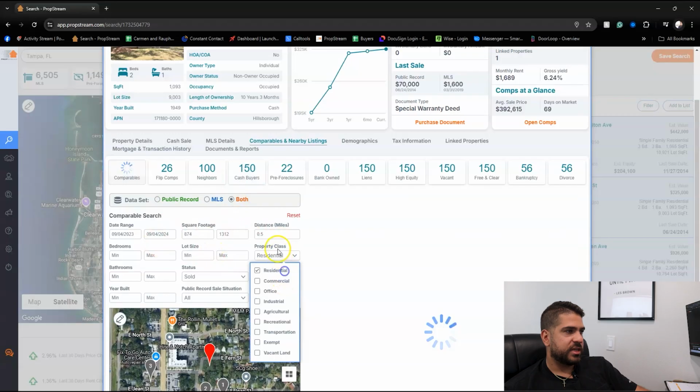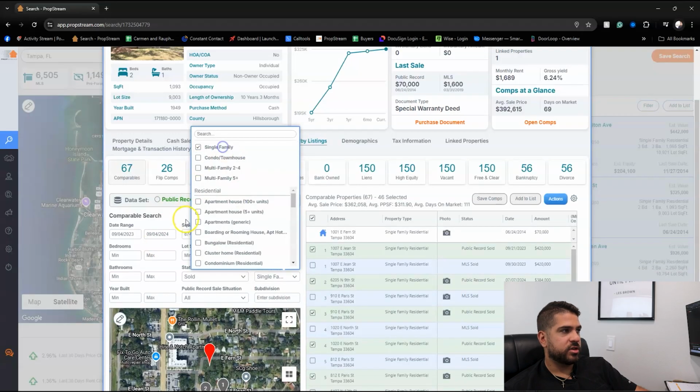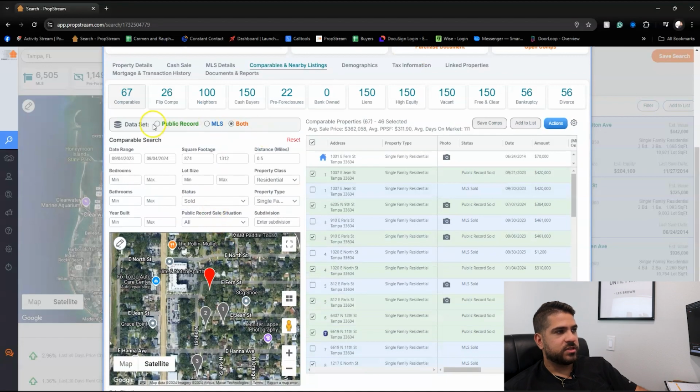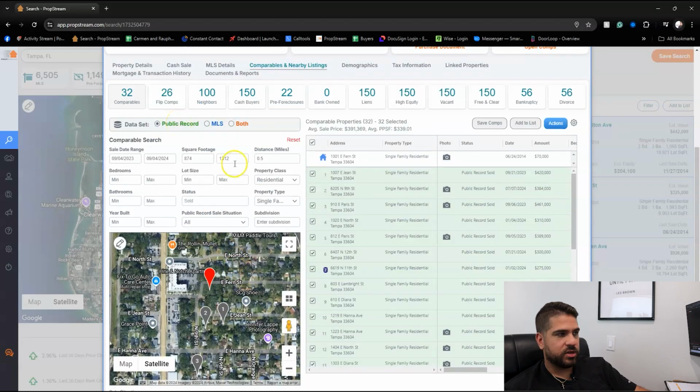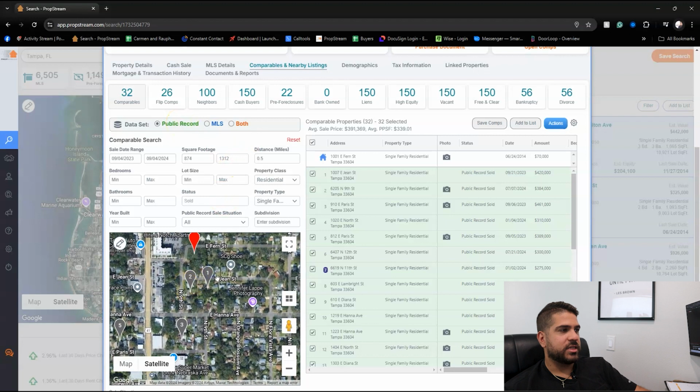You want to make sure it's a residential property that you're comparing, and let's say you're only comparing to single family homes. Let's say you want stuff that was only in the public market, a public record, so there's not going to be any rentals or anything like that. So there you go, you got this stuff. You got this property itself, 420,000, this 384.